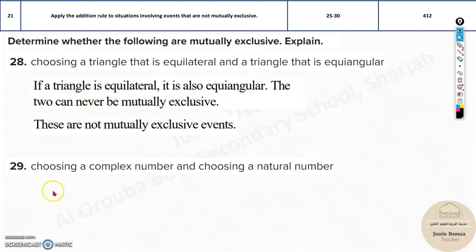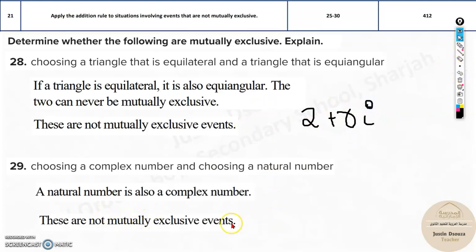Choosing a complex number and choosing a natural number. Now, a complex number means what? Imagine I have 2 only. This is a natural number, right? But it can be written as 2 plus 0i. Each real number is a complex number as well, isn't it? So they are not mutually exclusive events. Mutually exclusive means they have no relation between the two.